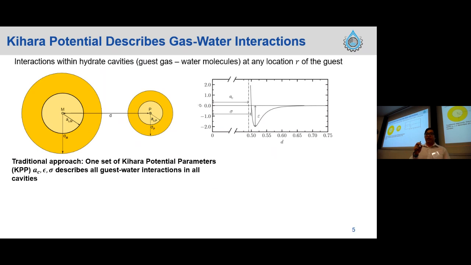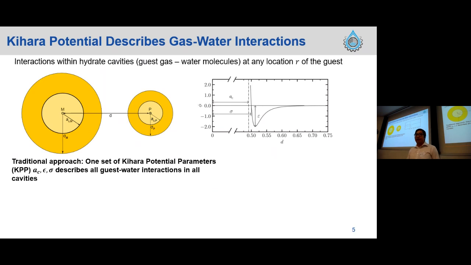of the interactions of the guest with the water molecules that make up a hydrate cage in all of the different cage or cavity types. Because if you consider that the cage itself can consist of 20, 30 water molecules all interacting with this one guest, and that interaction changes depending on the exact position of the guest within the cage, it becomes mathematically difficult to try and sum all of these interactions.